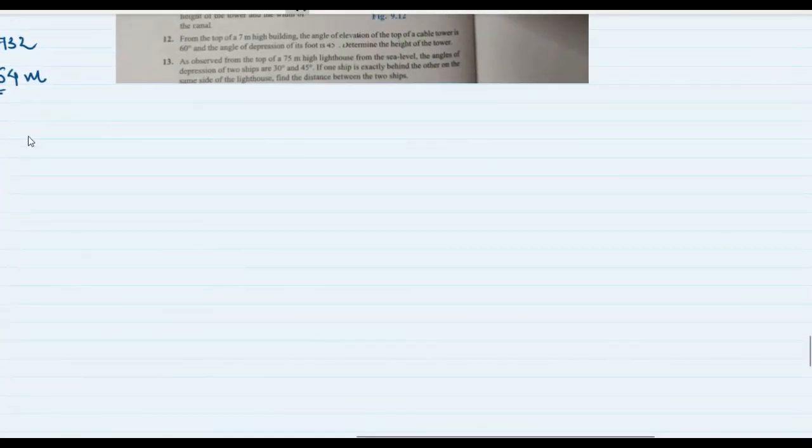From a top of a 7-meter high building. 7-meter high. Is that even a height? Can a building be 7-meter high? 7 meter is very small.